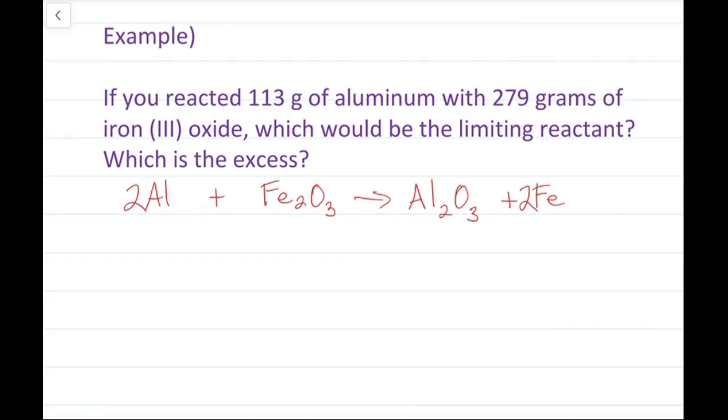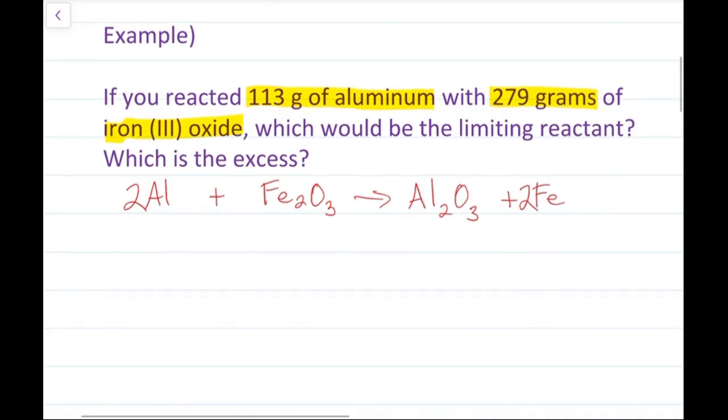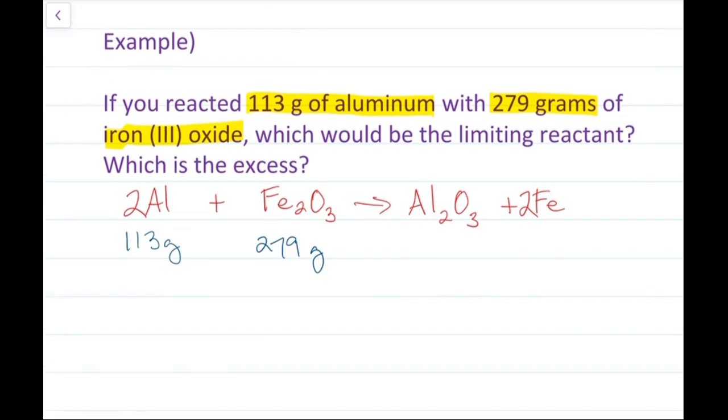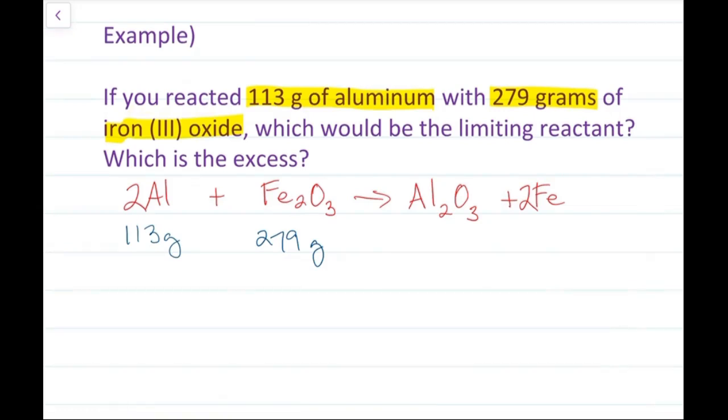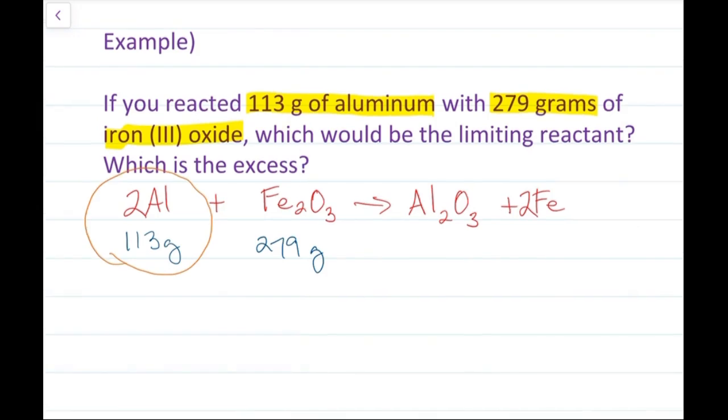We're given two amounts. We have our 113 grams of aluminum, 279 grams of iron 3 oxide. So I'm just going to record those amounts right next to them in the equation. So 113 grams of aluminum, 279 of iron 3 oxide. Okay? And we want to know which one's the limiting reactant, which one's going to run out. The way you figure this out is you just basically pick one of those two amounts at random. It doesn't matter which one you pick. I usually just go with the first one. So in this case, 113 grams of aluminum.